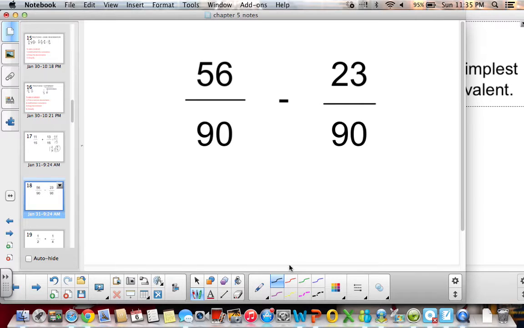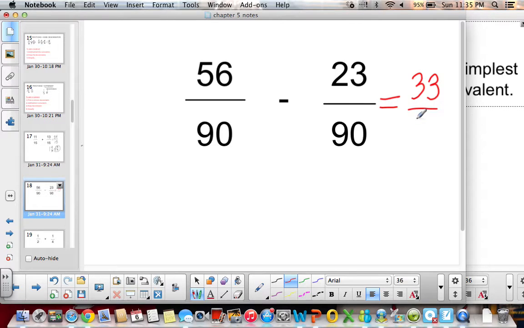Okay, do this one really fast on your own. So 56 minus 23 we know is 33. Oh my goodness. Okay, 33 90ths. And then we simplify. We know that they can both be divided by 3. So 33 divided by 3 is 11. 90 divided by 3 is 30.